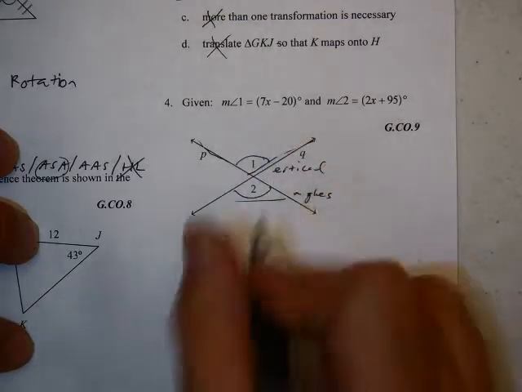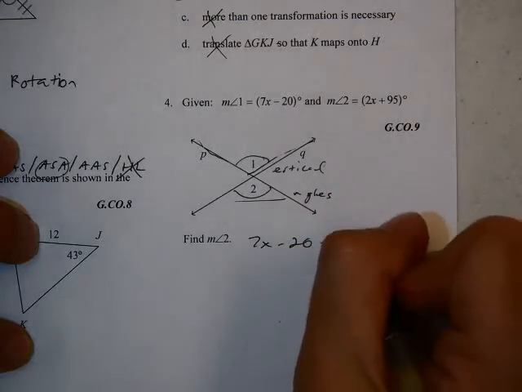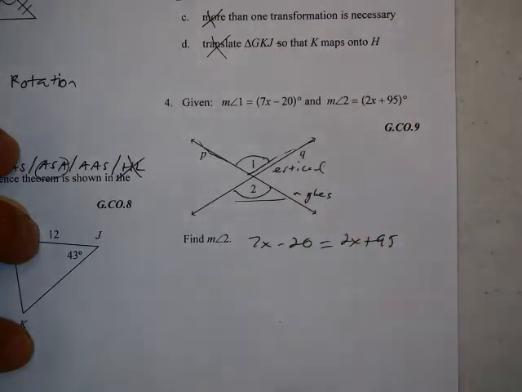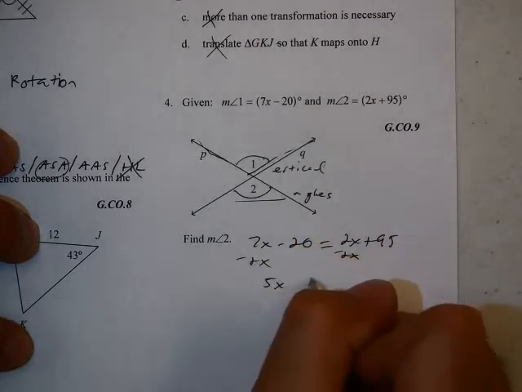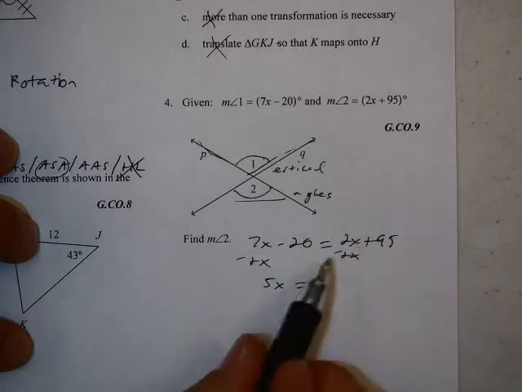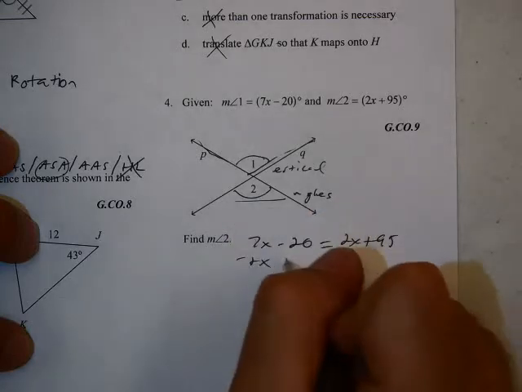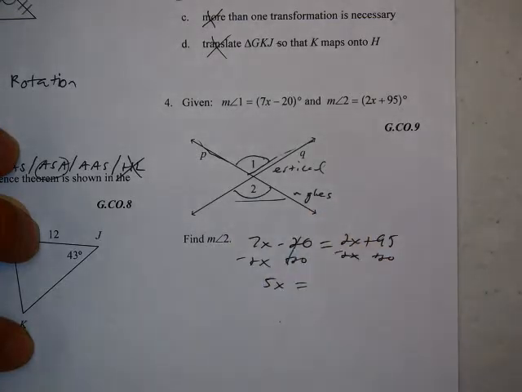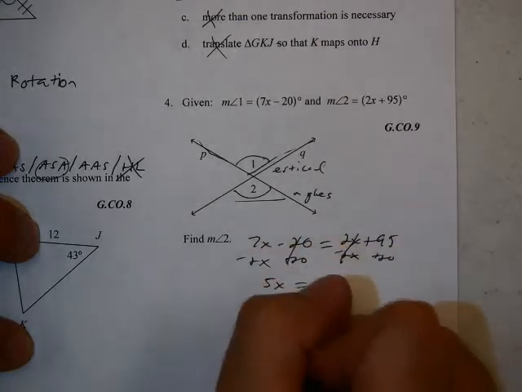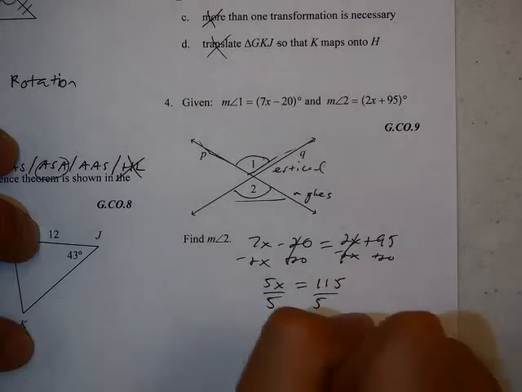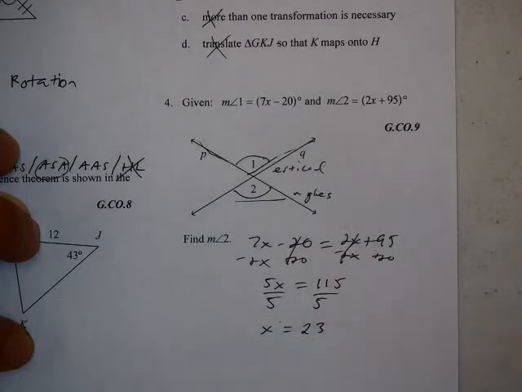So the first thing we're going to do is set 7x minus 20 equals 2x plus 95. And then we're going to try to solve for x. So we're going to subtract 2x from both sides first. That gives us 5x. And in the same step, since I'm moving the x's over here, I'm going to move all the numbers to the other side. Plus 20, plus 20. These cancel, leaves us with 115 on that side. I'm going to divide by 5. And when I divide by 5, x is going to go 23 times.